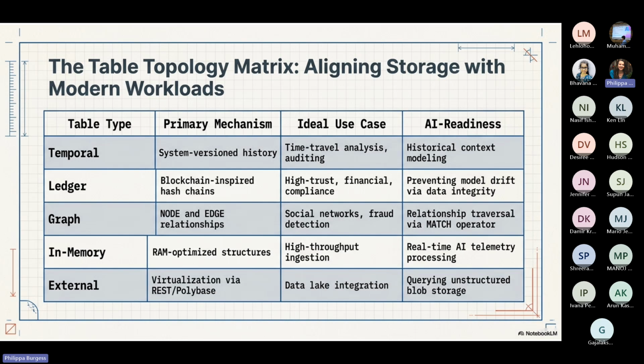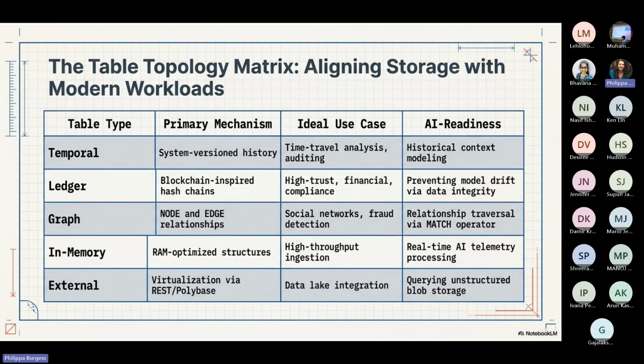Okay. Graph is node and edge relationships, where the ideal use cases are social networks and fraud detection, and the AI readiness is relationship traversal via the MATCH operator. Then in-memory, which is kind of what I was leaning into before, is RAM-optimized structures. This is for high-throughput ingestion and real-time AI telemetry processing.